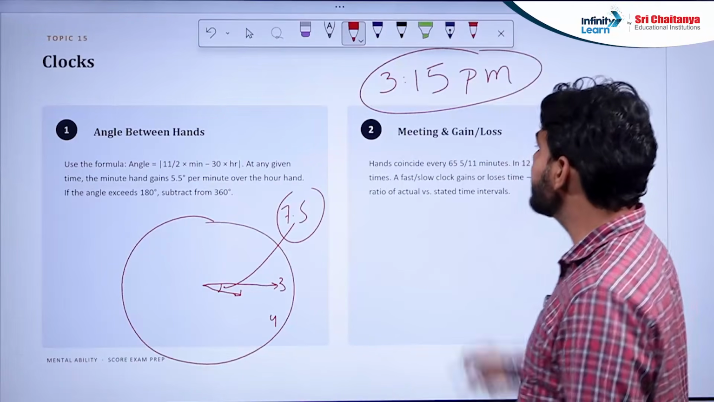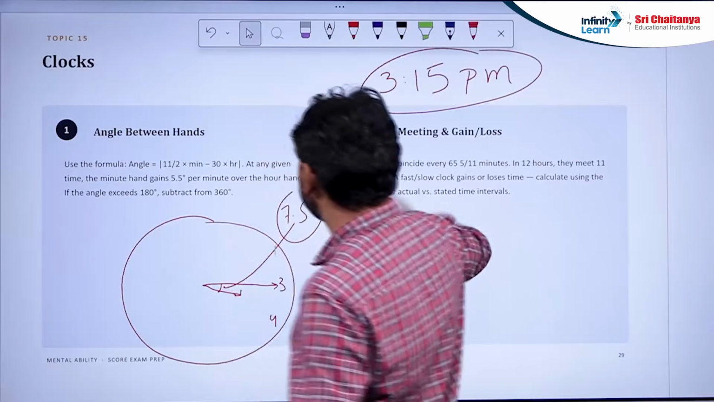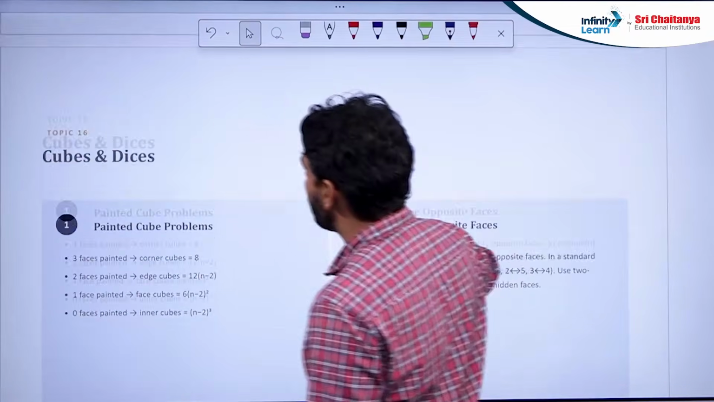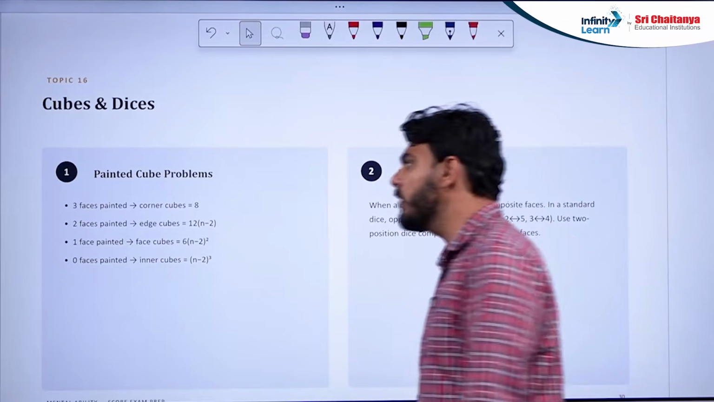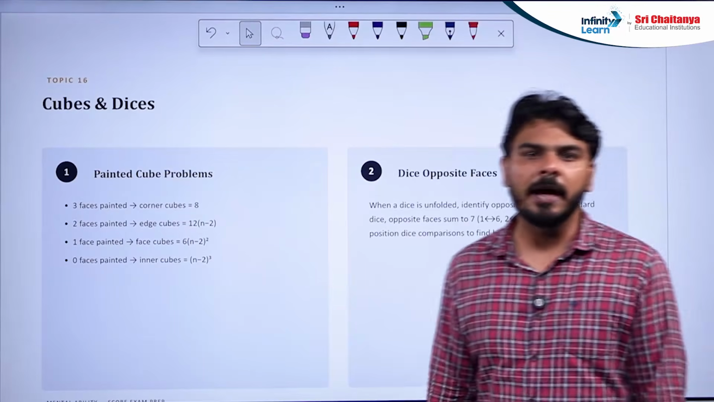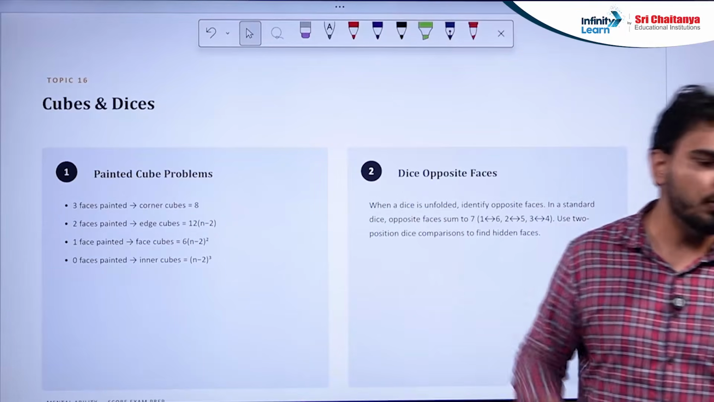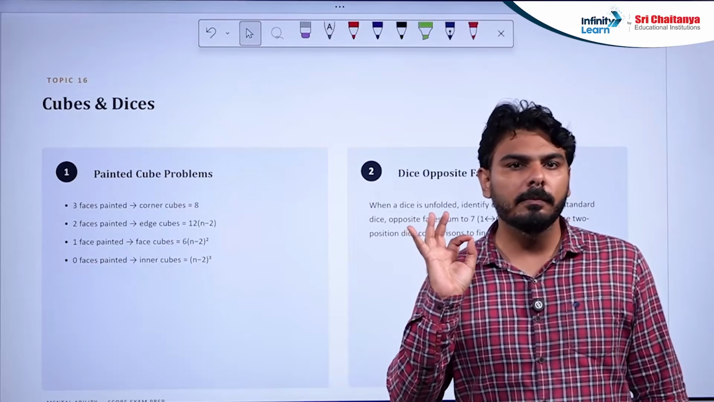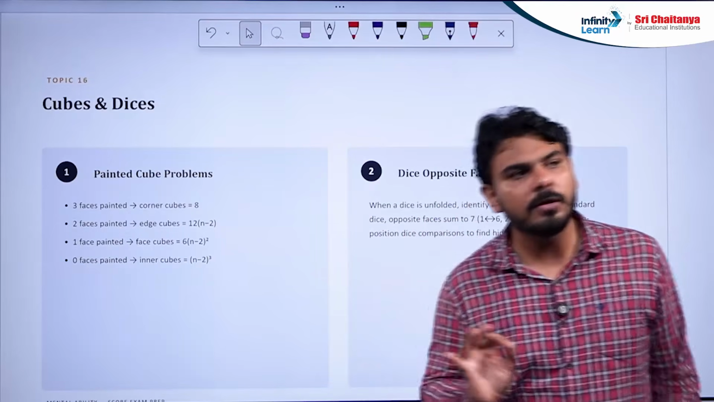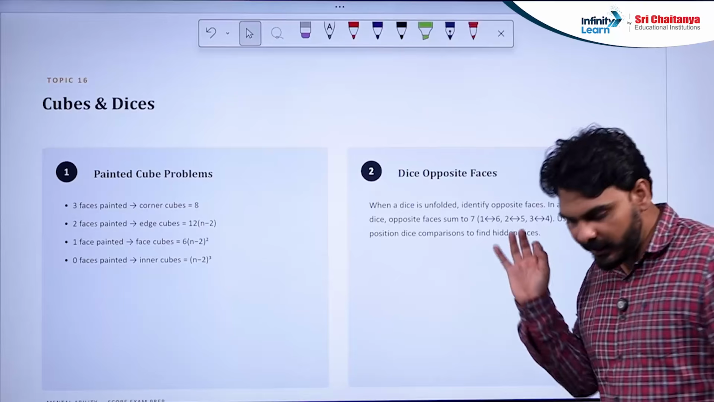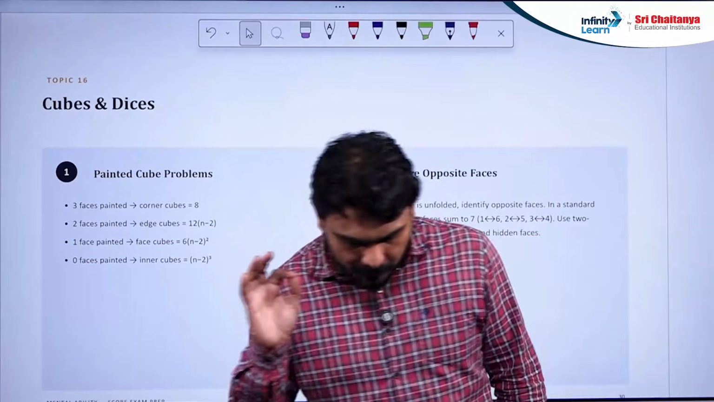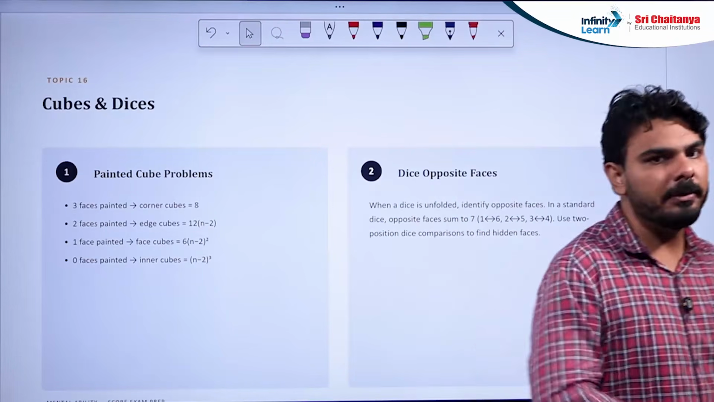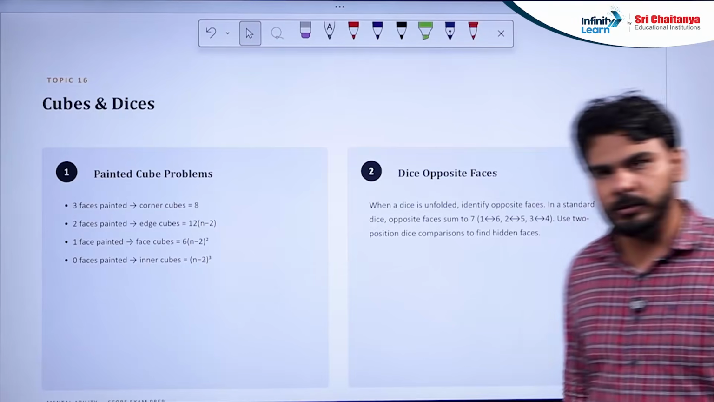Okay, let us now move on to our next topic. Let us see what is our next topic, ladies and gentlemen. Our next topic is cubes and dices. If I am telling about score now, cubes and dices is the favorite chapter from the score paper. Whenever I see score, I can clearly see at least 1 or 2 questions from this chapter, cubes and dices, even from clocks also.